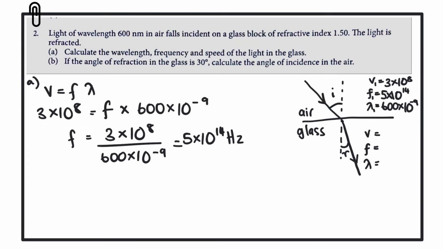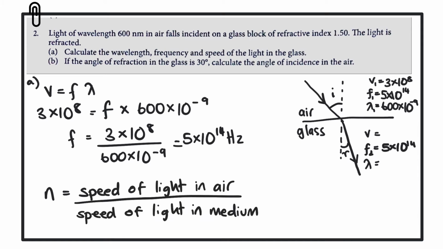Since the frequency is constant across the two mediums, then the frequency in glass is also 5 by 10 to the 14. So now we need to figure out how are we going to calculate the velocity and how are we going to calculate wavelength, because these are both unknown. So we're not able to use V equals F lambda at this stage. What we can do is use an equation that involves the refractive index, where the refractive index links together the speed of light in air and the speed of light in the medium. In this case, that medium is glass.